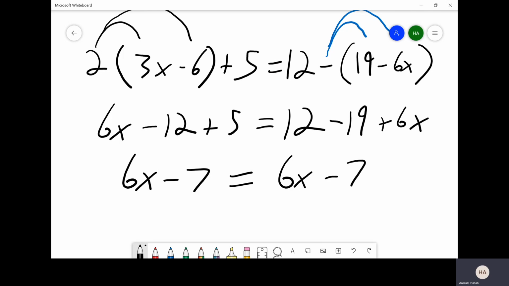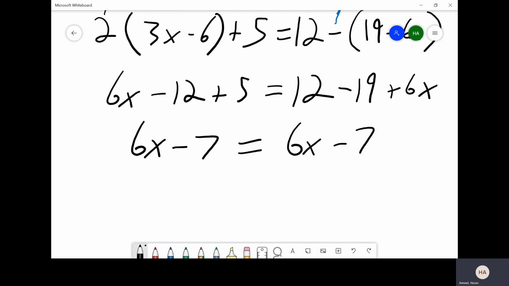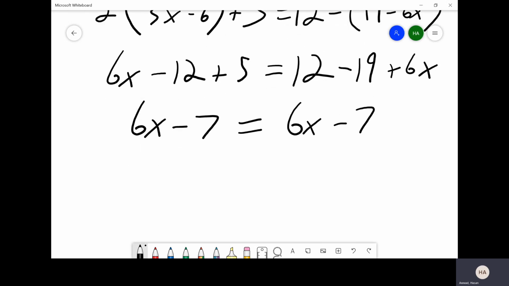And you say to yourself, wait a second, these look very similar. One might even say they're identical, right? So if you were persistent and you wanted to keep going, you can say, okay, I'm going to add 7 to both sides.